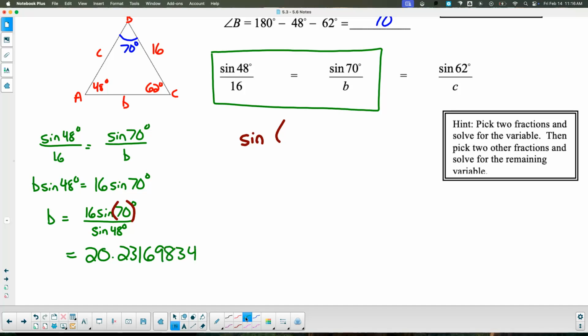I get 20.23169834. If we don't tell you, we expect you to round to three decimal places. So I would say over here on the side then, side B is going to be 20.232.